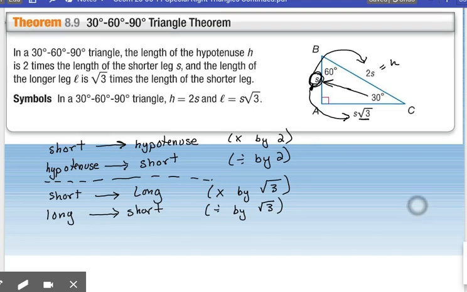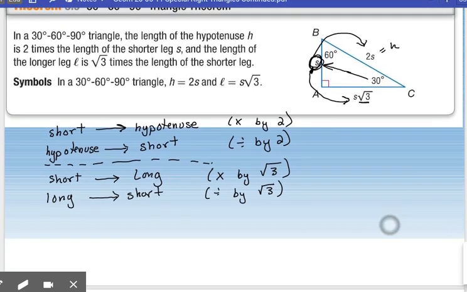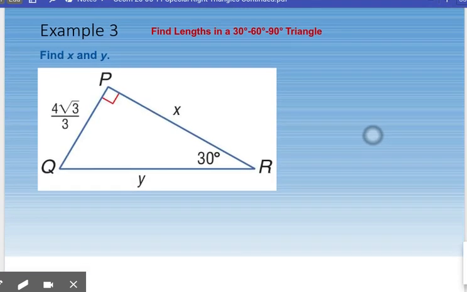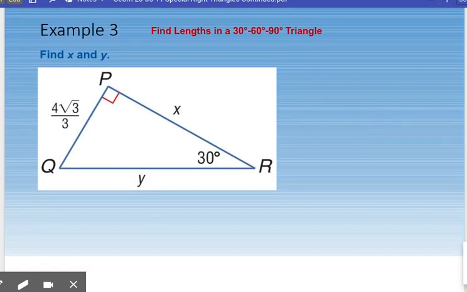Now, let's look at some examples. So we have ourselves here a 30, 60, 90 triangle. They want us to find both X and Y. So the first thing I need to do is figure out where the short side is. They labeled my 30-degree angle here, so this is the short leg. The Y, that's the hypotenuse. And the X, that is the longer leg.